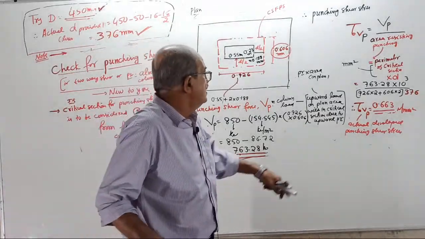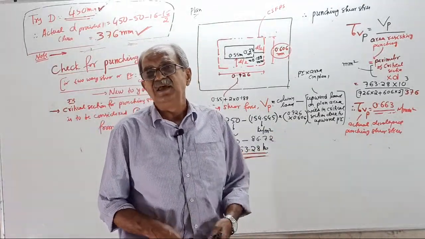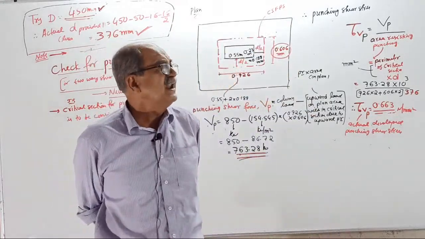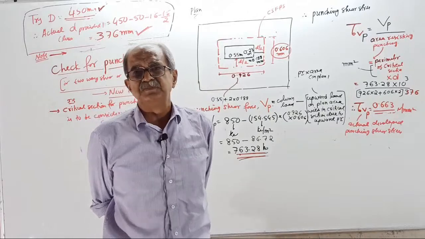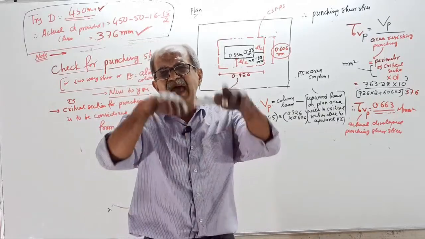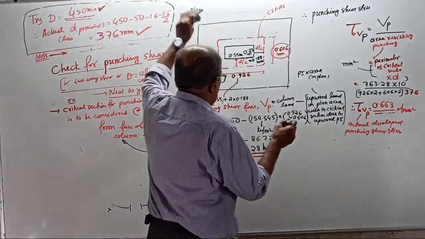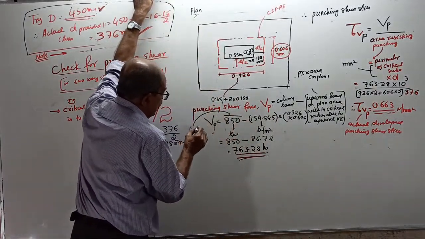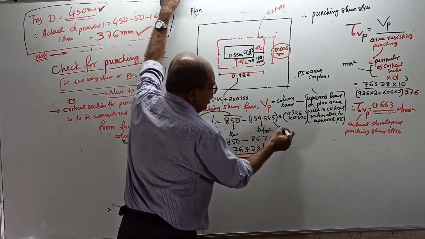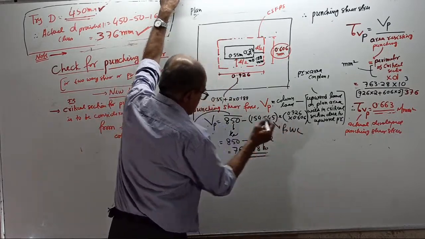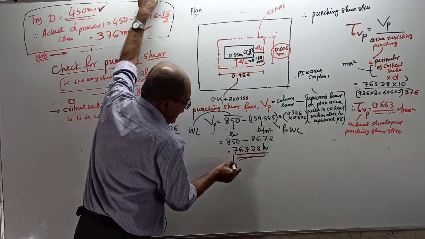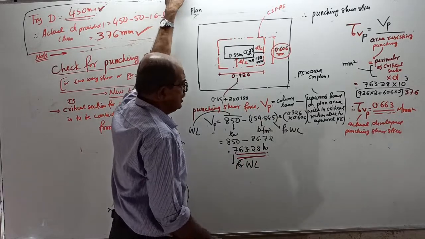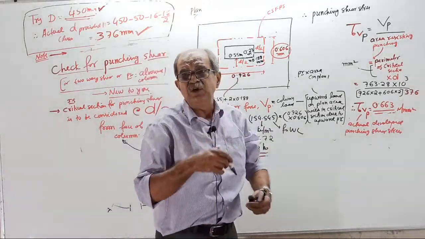Okay, now, there is a reason for asking. Once again you made the mistake. 850 kilonewton is the working load. This pressure also is for the working load. Therefore, this Vp also is for the working load. Tell me, what mistake did you make?